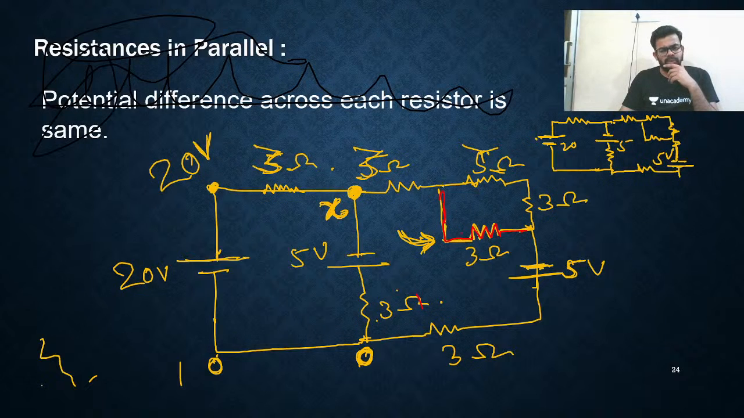Now what next can you do? Let us solve this. So 3 and 3 is 6. 6 is in series, and overall it will make 2 ohm.